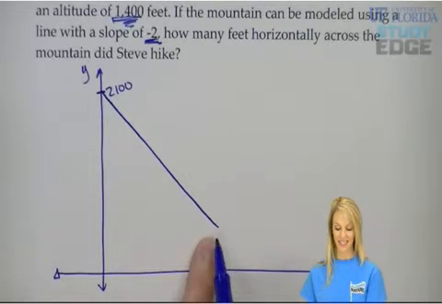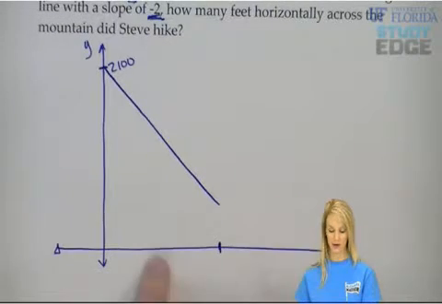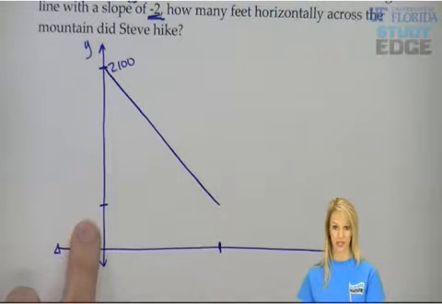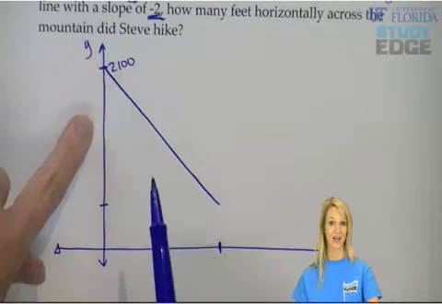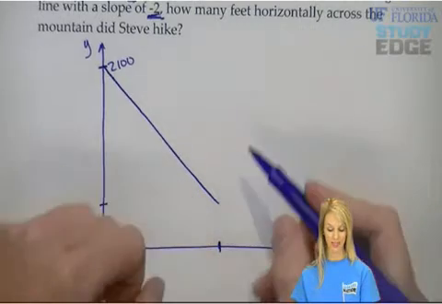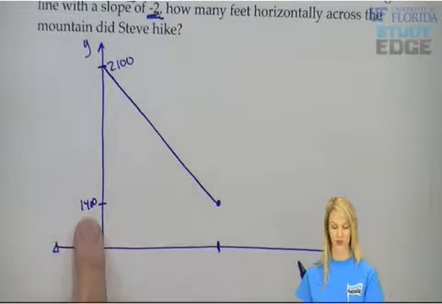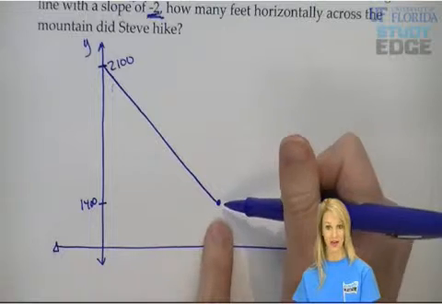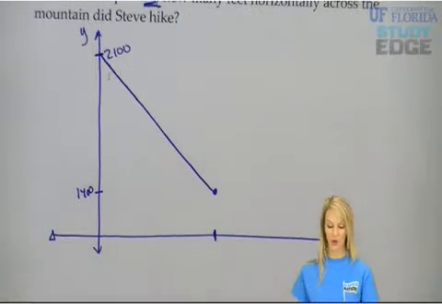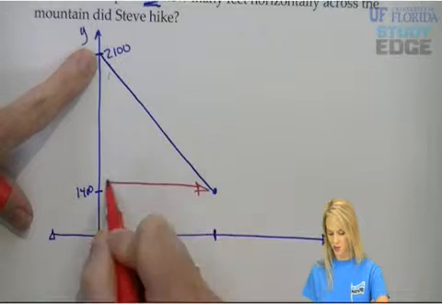And when he ends, he's at a height of 1,400. Does that mean that this value of x is 1,400, or this value of y is 1,400? He started at a height of 2,100, and he ended at a height of 1,400. That's talking about his height, how high this point is. We want to know how many feet across the mountain he went, the horizontal distance.